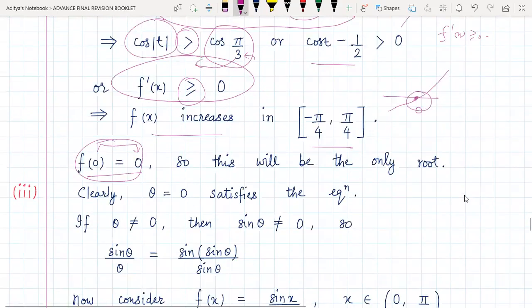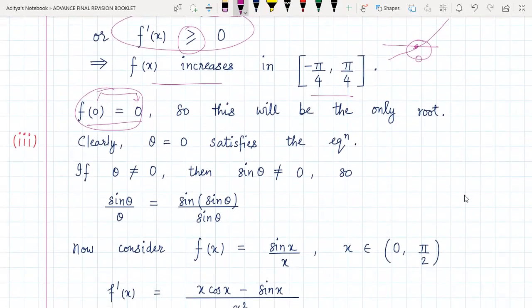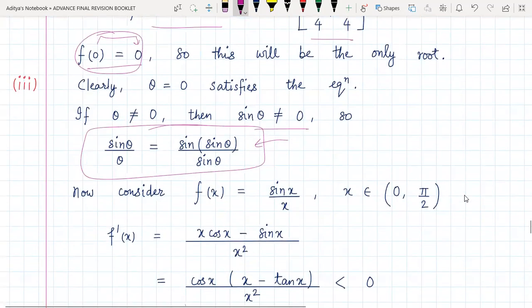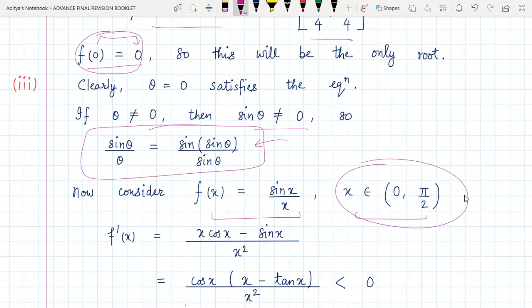Third part, now let's talk about it. Clearly theta equal to 0 satisfies the equation, right? So if theta is not equal to 0, then sine theta is not equal to 0. So on division, we can write this, correct? So that's pretty much it. And once you have written the equation in this form, the question is very straightforward. We can consider f of x equal to sine x by x, where x is from 0 to pi by 2, even though we were given minus pi by 2 to pi by 2. Right now we are just assuming it to be a positive and acute angle.